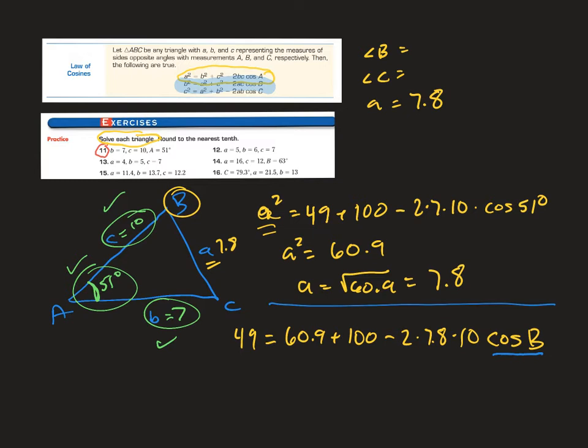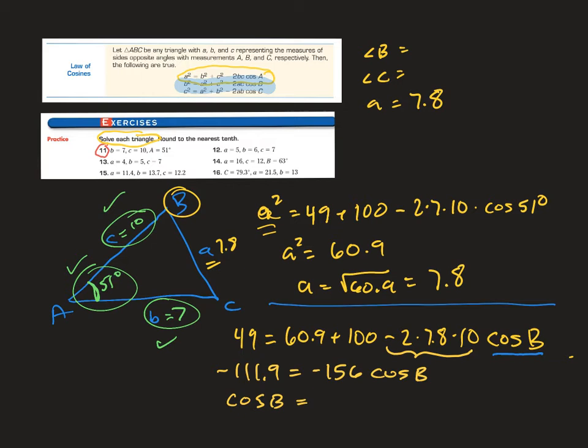So I'm going to go through a bunch of inverse operations here. Basically, I need to subtract 160.9 from 49 to start with. So when I do that, I get negative 111.9 equals, and then this math right here is negative 156. Please don't lose that minus sign. Negative 156 cosine B. We are trying to solve for B, so I'm going to solve for cosine B here.